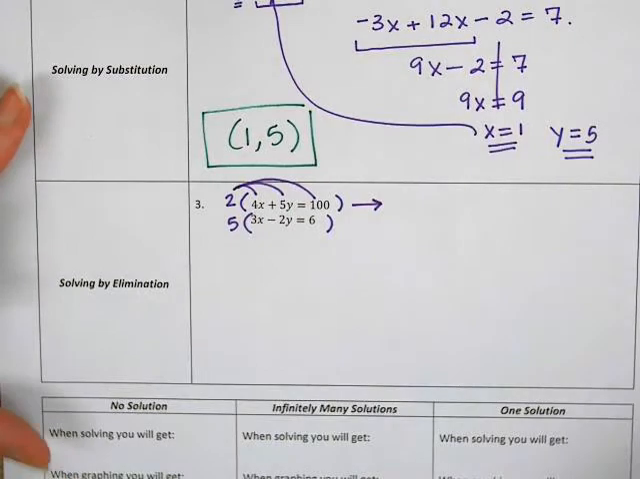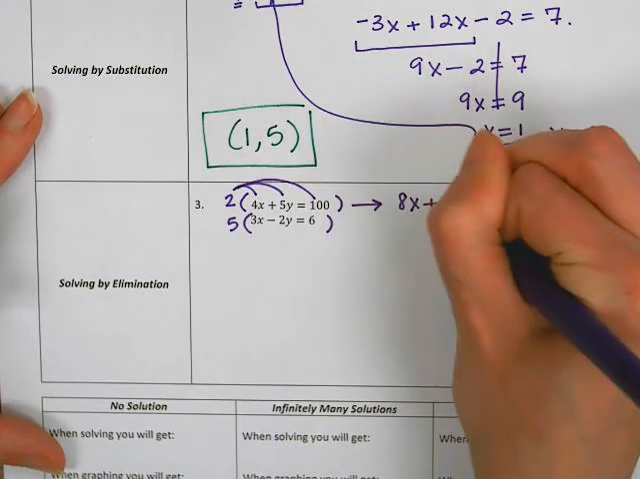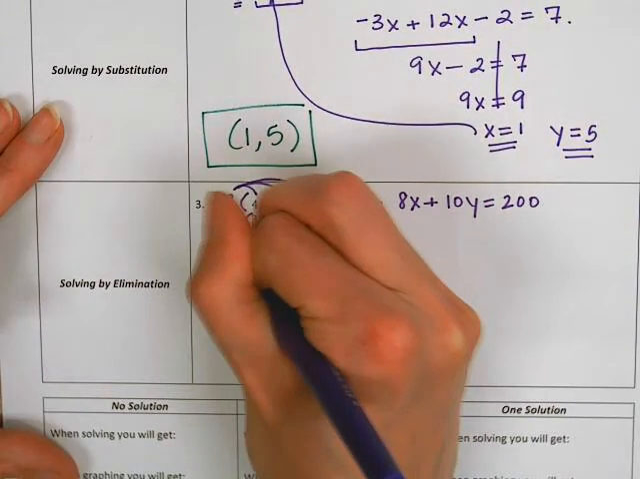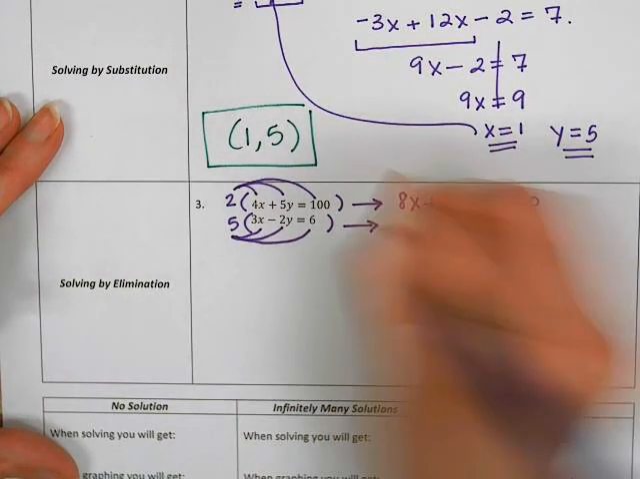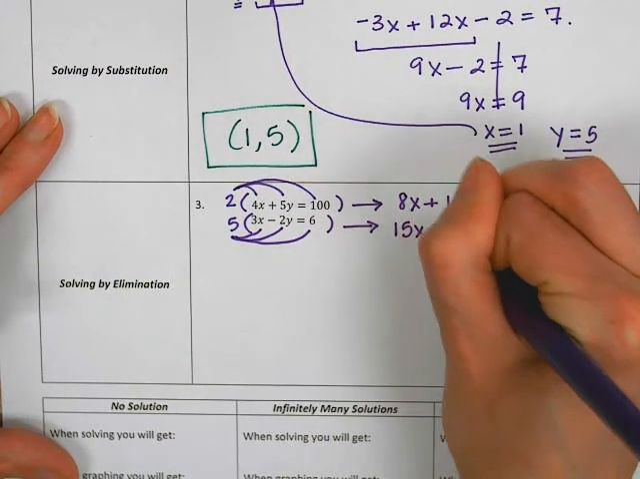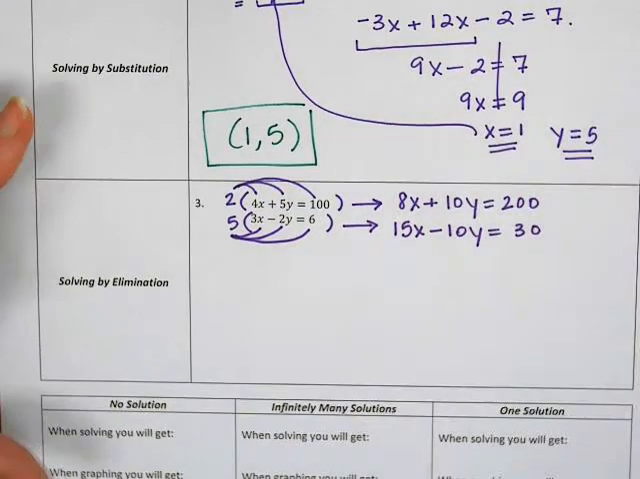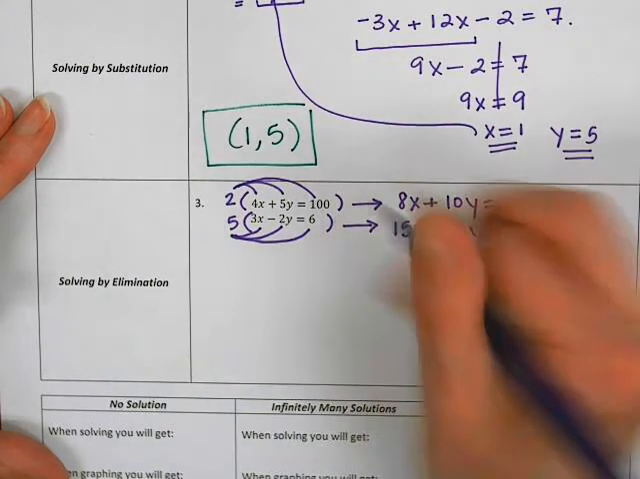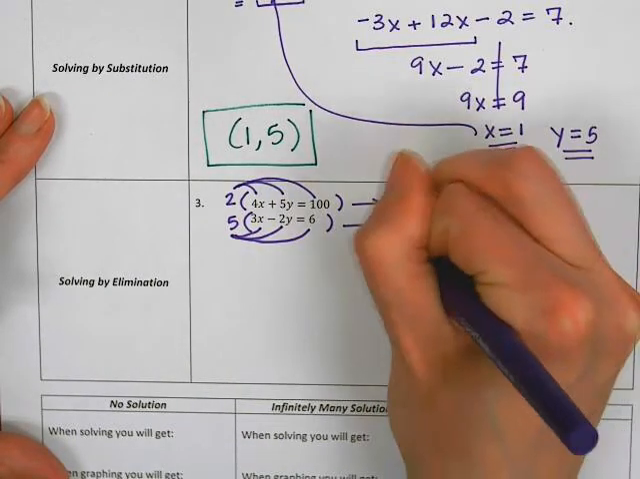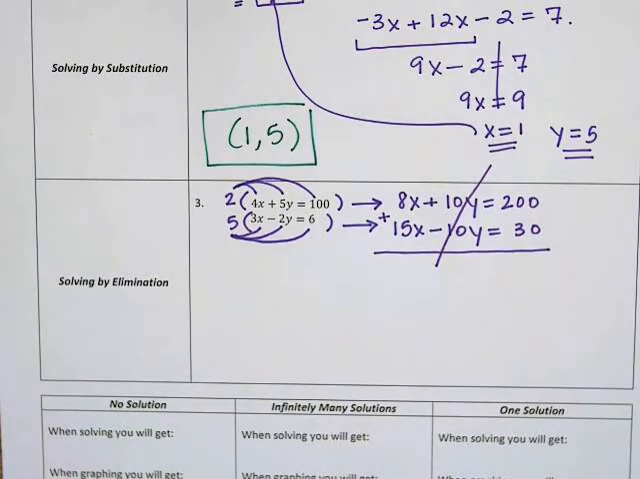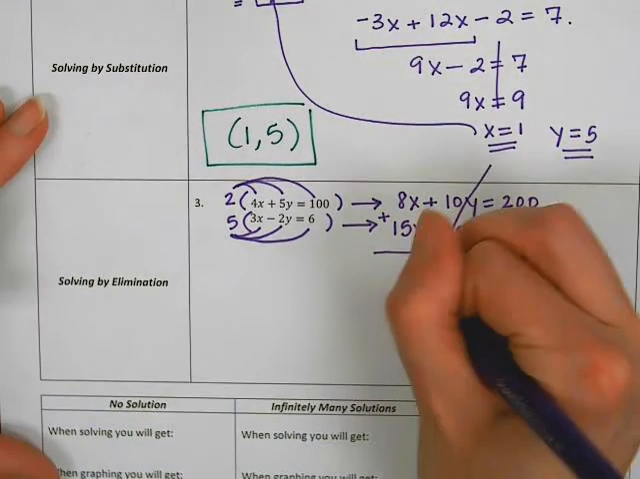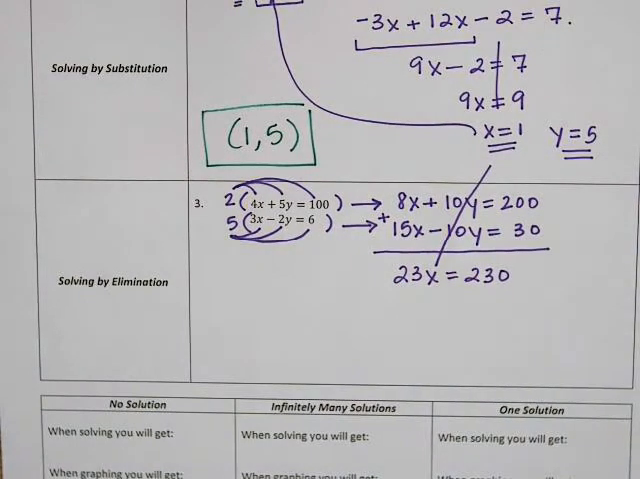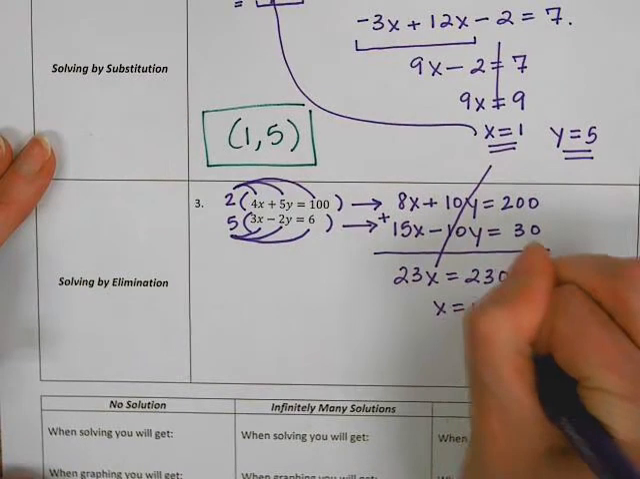If you multiply everything by 2, you get 8x plus 10y equals 200. And if we multiply everything down here by 5, we get 15x minus 10y equals 30. And then do you guys see how 10y and negative 10y are opposites? So when you add going down, you always add, these are going to cancel. And then we're left with 23x equals 230. So when you solve that, x is obviously 10.